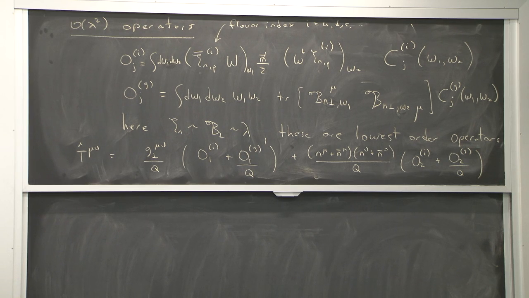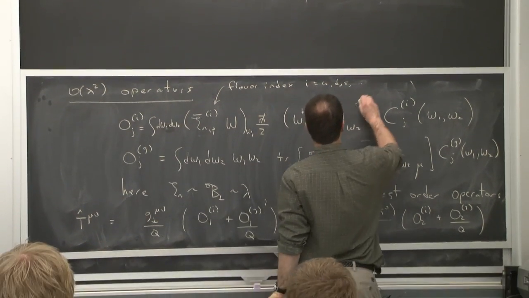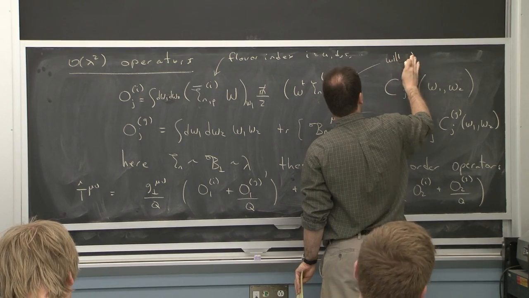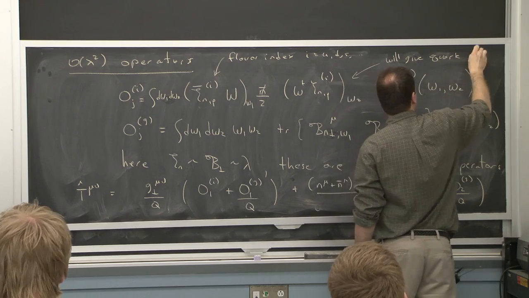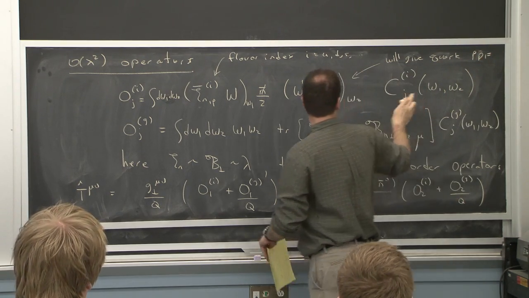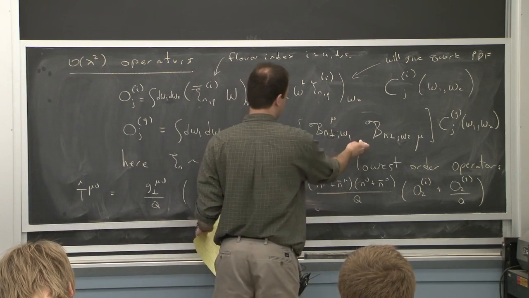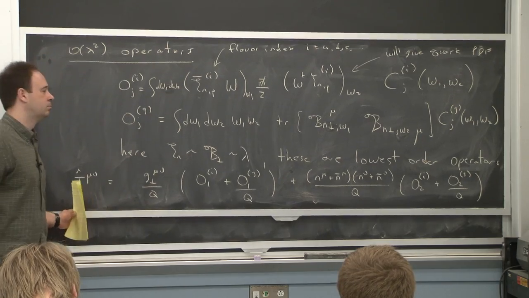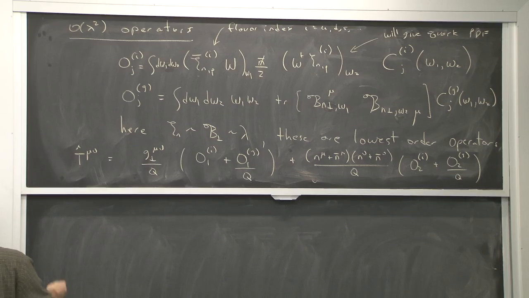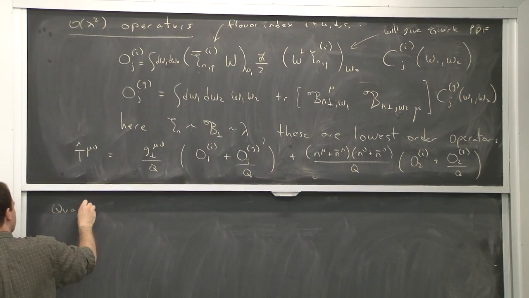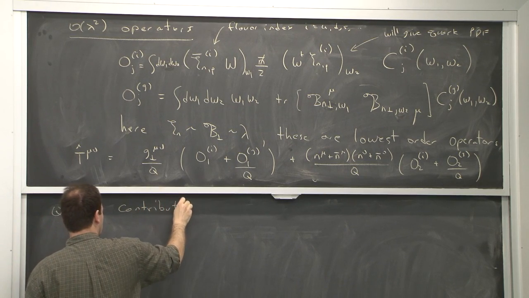OK. So this guy here is going to give the quark PDFs. And his Wilson coefficient will then be the thing that you convolute with the quark PDF in DIS. And then likewise, this guy is going to give the gluon PDF. So let's do the quark. We'll do the quark contribution in detail. The gluon contribution is not really any harder.